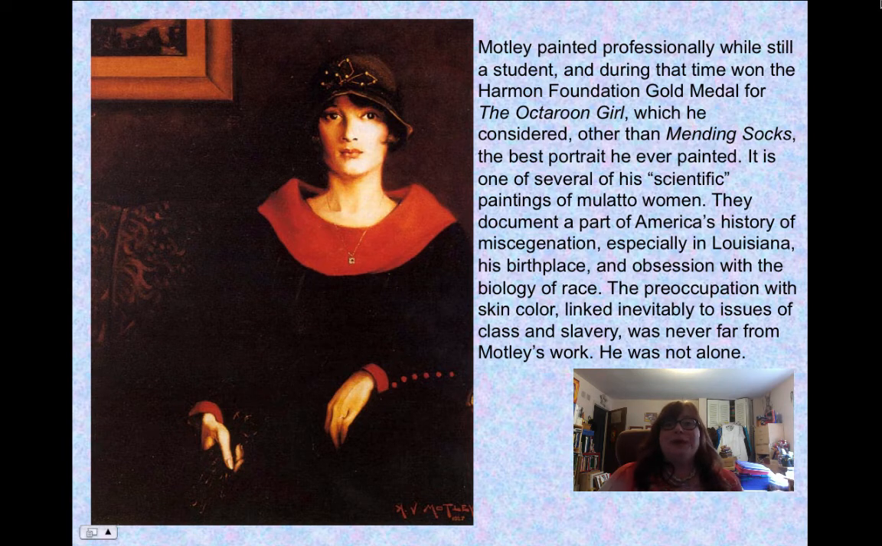And this painting, he considered other than Mending Socks was the best portrait that he ever painted. And the Harmon Foundation was very supportive of African American artists, which you'll see in that film. But in any case, this is called The Octoroon Girl. And he, at this point in his career, was very interested in tackling ideas about the biology of race and a preoccupation with skin color. And of course, that's never terribly far away from ideas about class and slavery. And so he's exploring that in these earlier works.